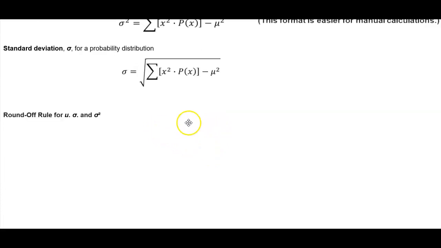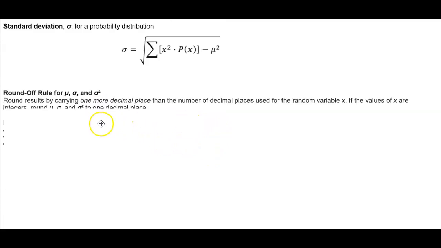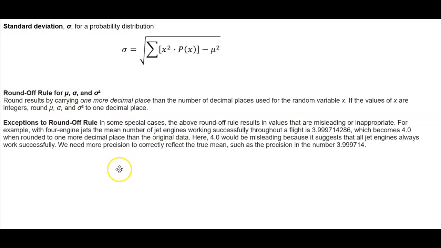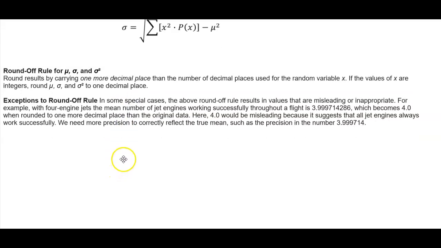Now, we also have the round-off rule for the population mean, the population standard deviation, and the population variance. Now, you round results by carrying one more decimal place than the number of decimal places used for the random variable x. If the values of x are integers, then you're going to round the population mean, the population standard deviation, and the population variance to one decimal place. Now, exceptions to the round-off rule.